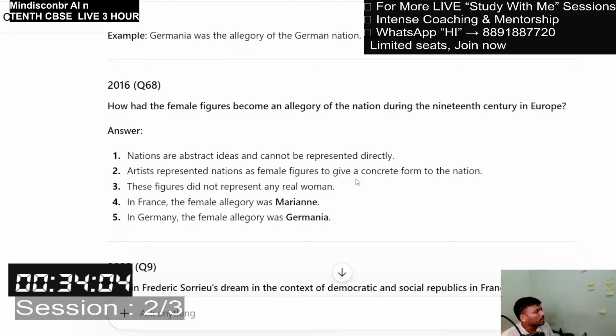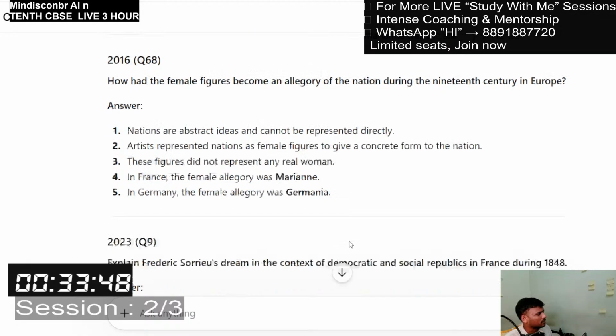How had the female figures become an allegory of the nation during the 19th century Europe? Nations are abstract ideas and cannot be represented directly. Artists represented the nations as female figures to give a concrete form to the nation. These figures did not represent any real woman.